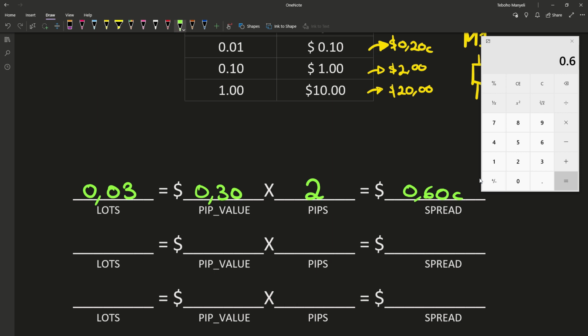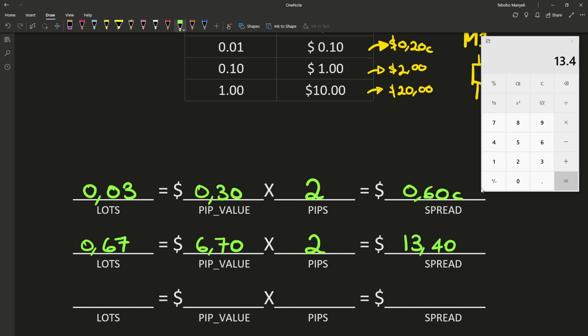Let's say you use the lot size of 0.67. This means the pip value there would be $6.70 on each pip, plus minus, and you have 2 pips to pay for. All right, this would mean we're going to take $6.70, because that's the pip value, multiply that by the 2 pips that you need to pay for, and that would mean that on this trade you're going to be spending $13.40 on that trade once off.